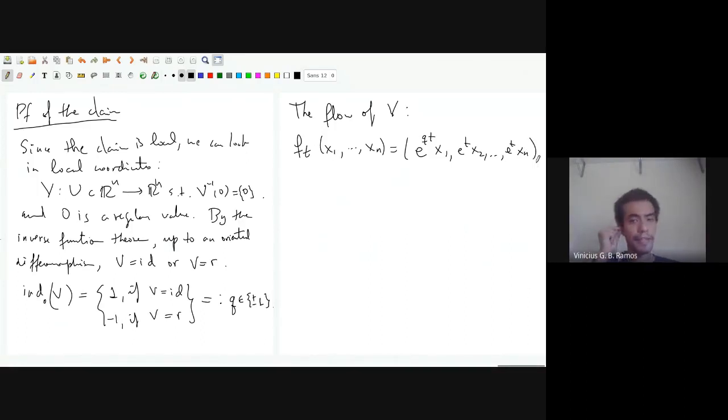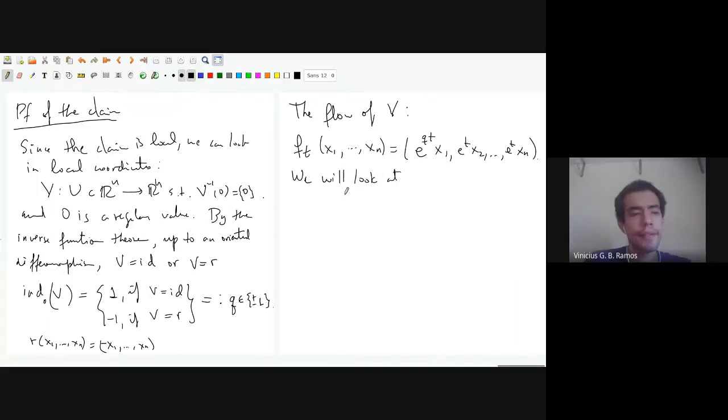Because my reflection is just the reflection of the first coordinate. So r of x1, ..., xn. Let me remind you what the reflection is. I defined it a few minutes ago. r of x1, ..., xn is minus x1, ..., xn. So the flow is going to be e to the qt x1, then e to the t x2, ..., e to the t xn.